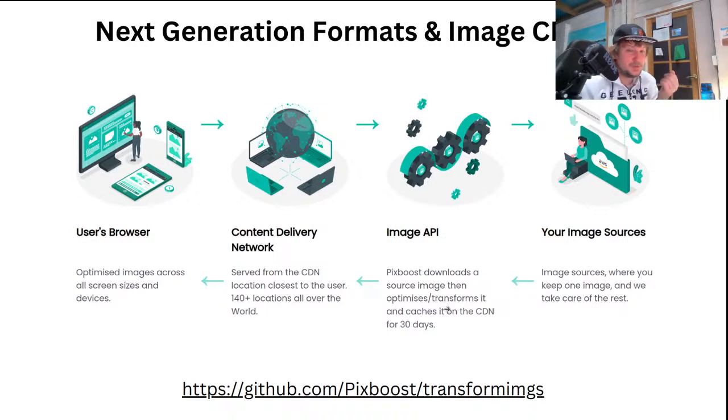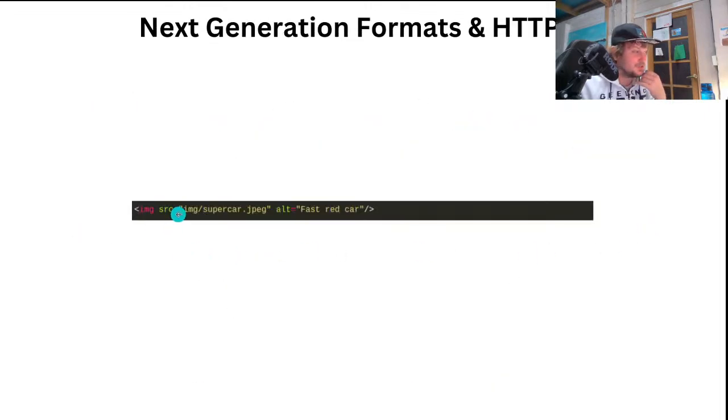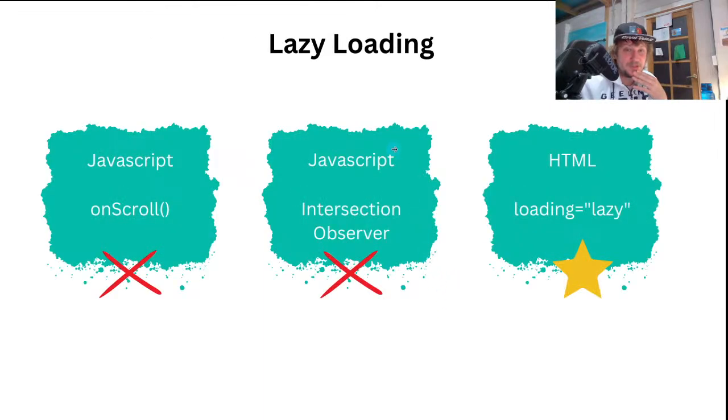So we saw just before what the code looks like when we need to add support of next generation formats into our markup. If we use image CDN, then we can just use a normal IMG tag, and the image CDN will figure out what format to serve when it's doing the request. And that's pretty much about next generation formats, and we are moving on to the lazy loading.